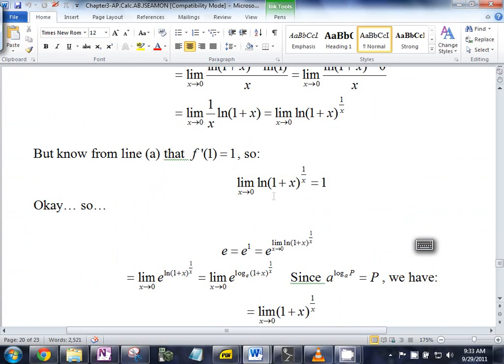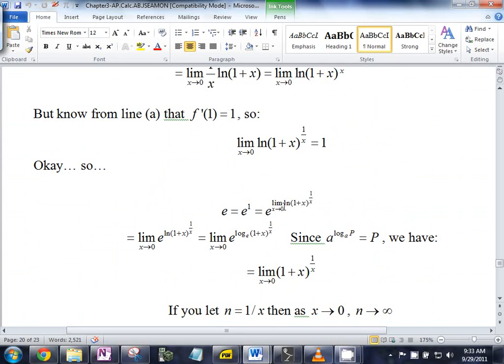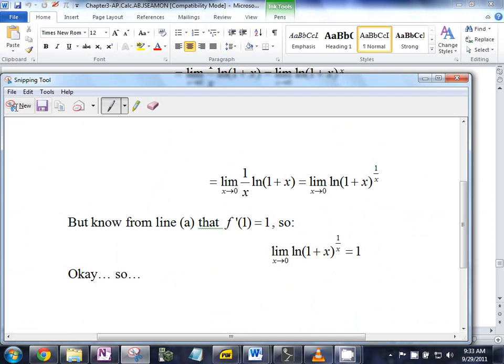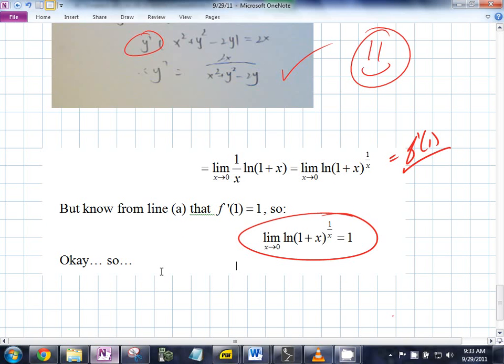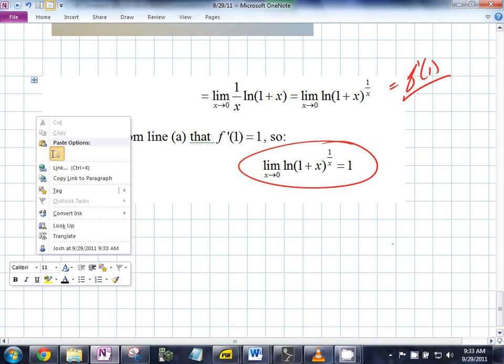Again, not something I'm expecting you to see, but I want you to understand the math behind it. The base of this logarithm is e. So e to the first is equal to this (1 plus x) to the 1 over x power, but you have to put the limit in there because the limit is tacked onto it already. Are you decently comfortable with that?